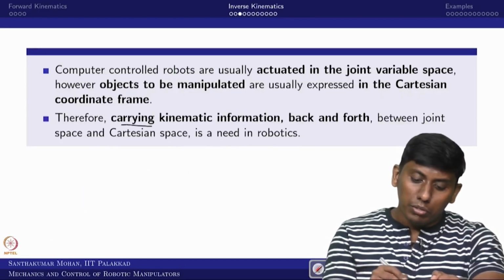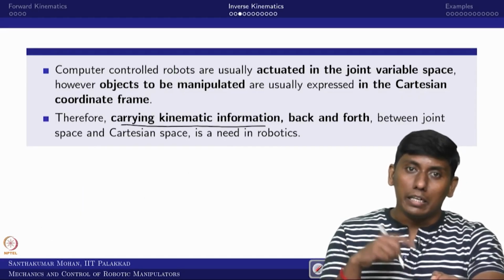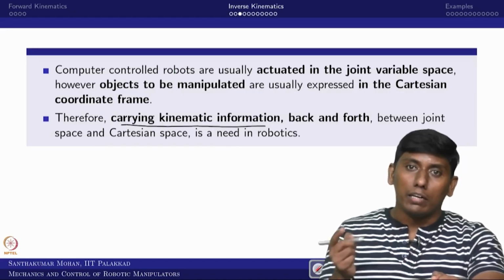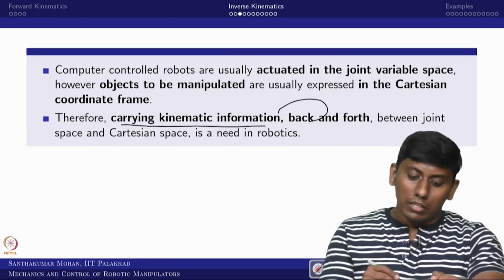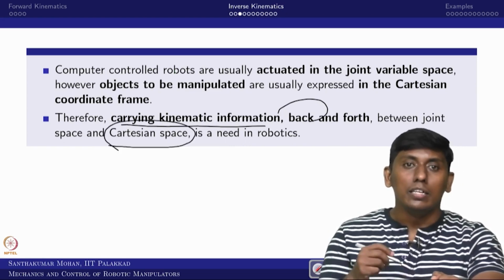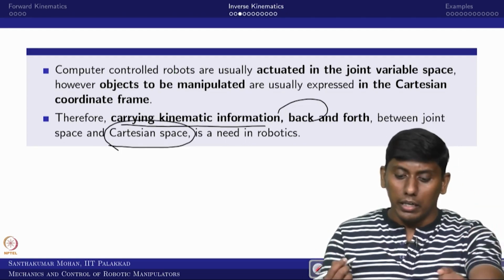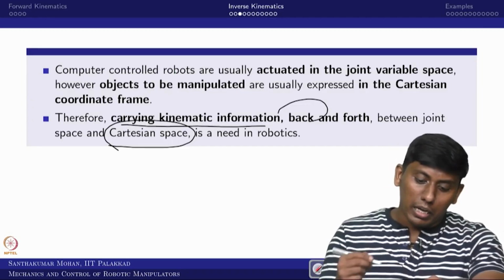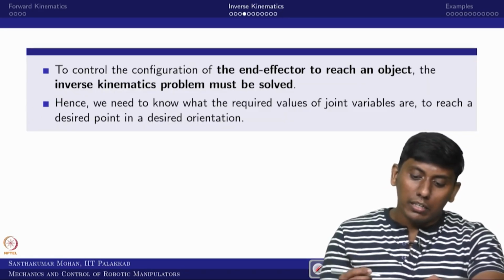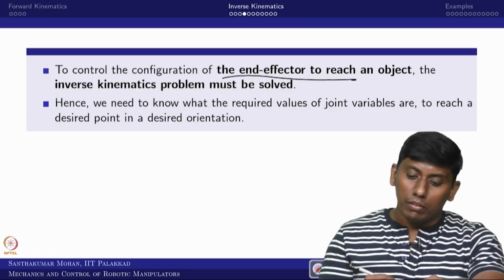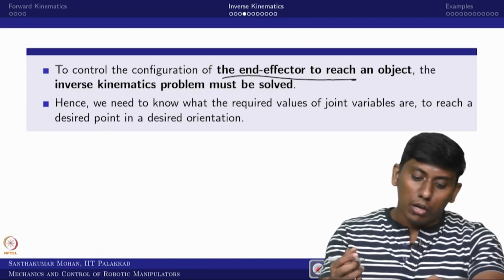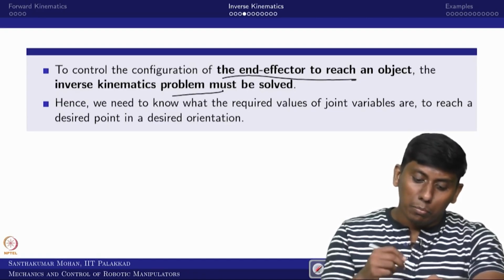So what you need to know is the kinematic information, going back and forth. In the sense that you do forward and then inverse, then you will get the Cartesian space that you wanted, right. So that is the important aspect here. For that, what we are trying to reach is the end effector, okay, the end effector to reach an object. So this is supposed to be solved.